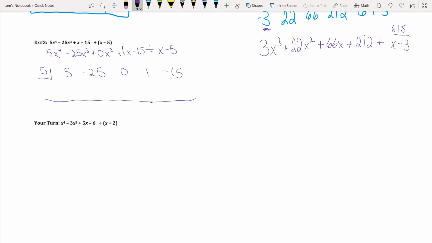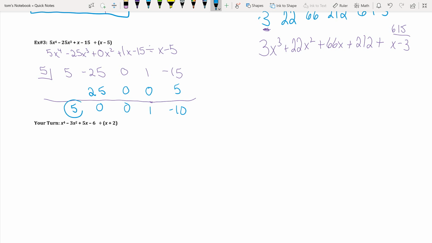So again, this should be the setup. And then you're just going to add and multiply until you get to the end. There's the first couple of steps. The 5 drops down. 5 times 5 is 25. The negative 25 and the 25 cancel and give you 0. So there are the numbers I got across the top.